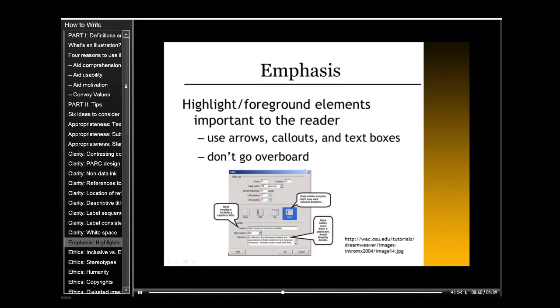What if, though, you had 5, 6, 7 callouts? Ooh, that'd be kind of crazy, wouldn't it? It would just be over the top.